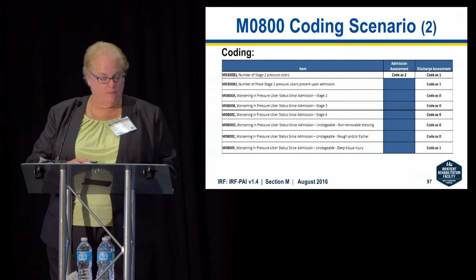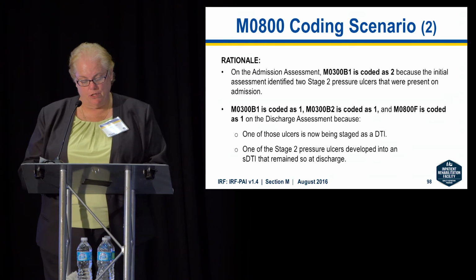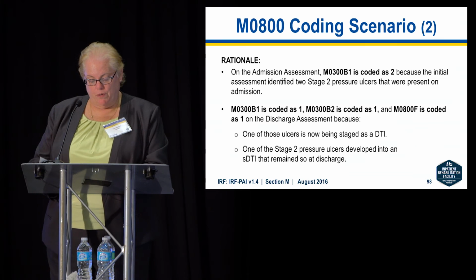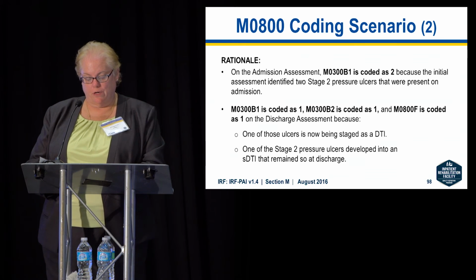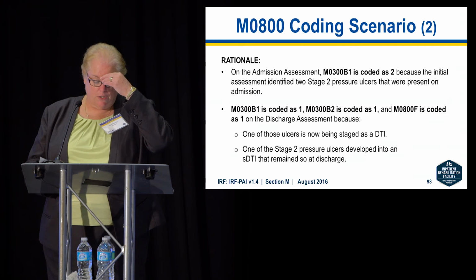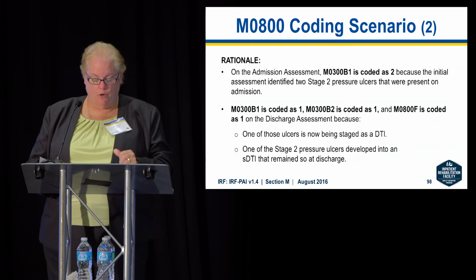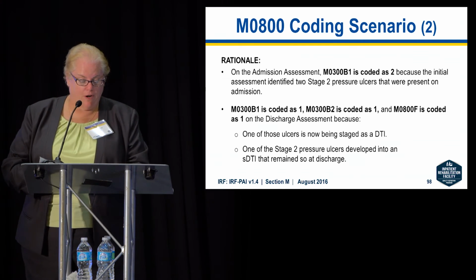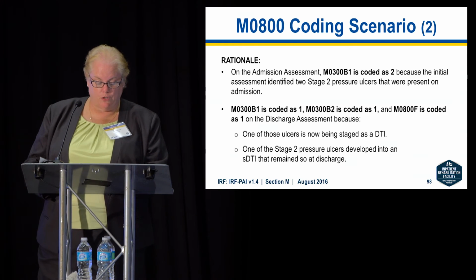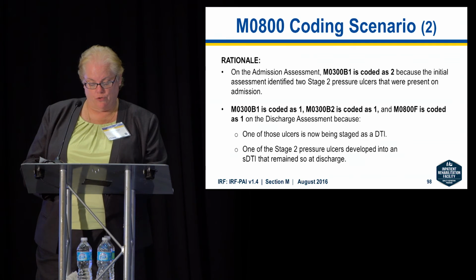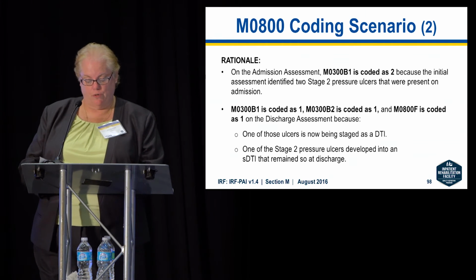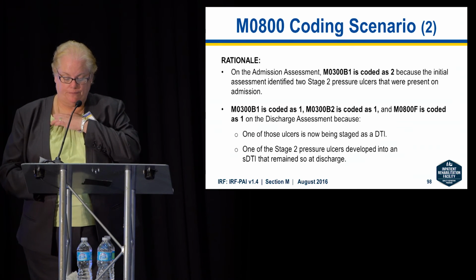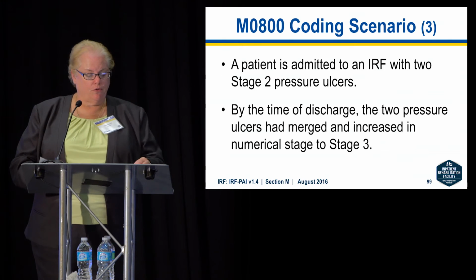So we talked about this on the admission assessment. M0300B1 is coded as 2 because the initial assessment identified those 2 stage 2 pressure ulcers. Then in the discharge assessment, B1 is coded as 1, and B2 is coded as 1. And M0800F is coded as 1 on the discharge assessment because one of those stage 2 pressure ulcers developed into a suspected deep tissue injury and remains that way at discharge.